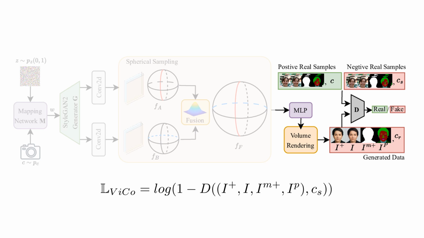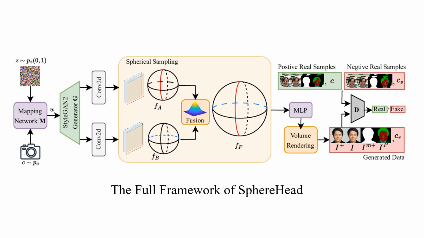backview image synthesis. With the help of the spherical triplane representation and the view image consistency loss, our SphereHead is able to generate high-quality full-head images from all views. Here are more visualizations.